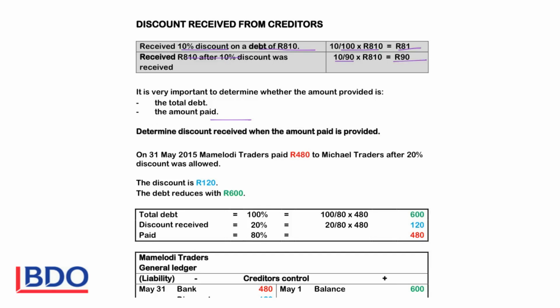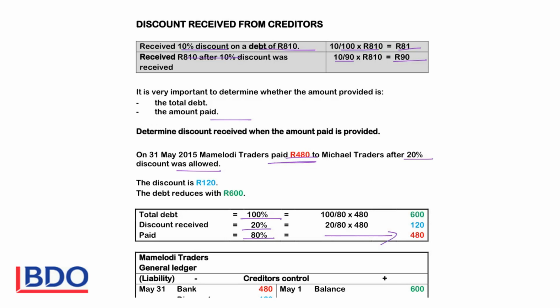On 31 May, Mamelodi Traders paid 480 to Michael Traders after 20% discount was allowed. So the amount given is the amount that we paid. The total debt would be 100%, discount is 20%, and we paid 80%. The amount paid was given, so next to the word paid, we will show that 80% equals 480 Rand.